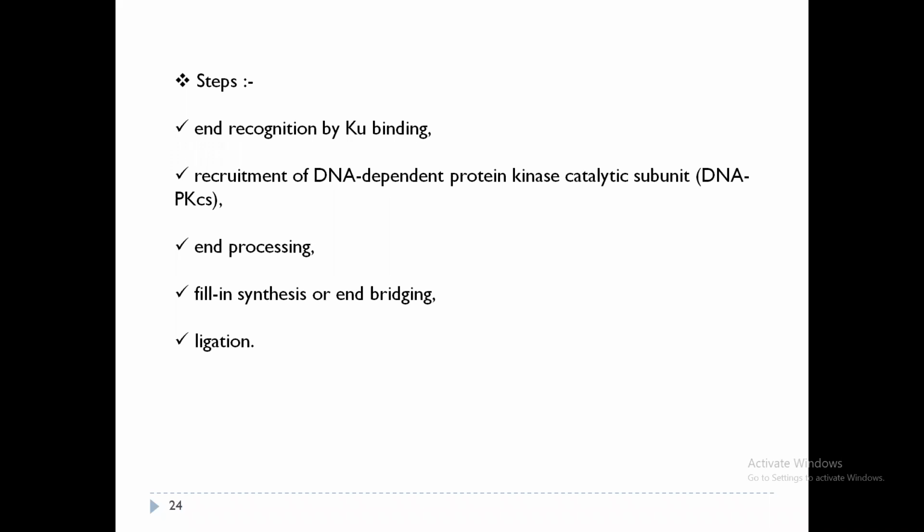So what are the steps for non-homologous end joining? First there is end recognition: where there is a lesion in the DNA strand, it will be recognized by Ku binding. This Ku is a heterodimer, so it will recognize the ends of the DNA damage. Then recruitment of the DNA dependent protein kinase catalytic subunit, DNA-PKcs, then end processing, then fill-in synthesis or end bridging, and then ligation.